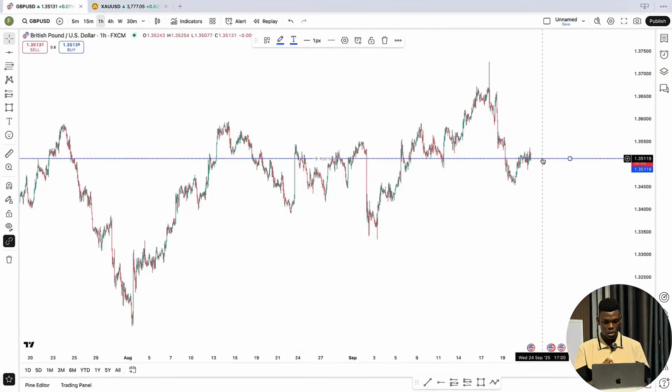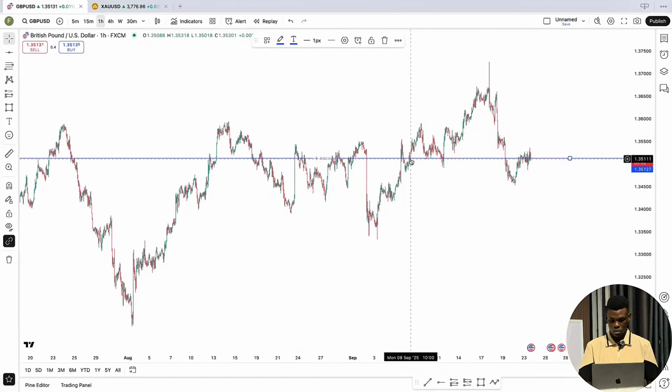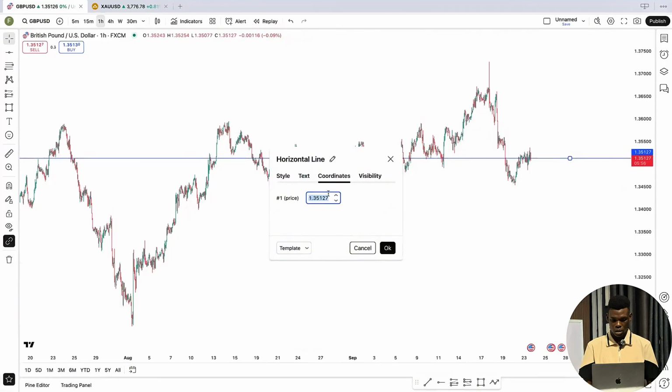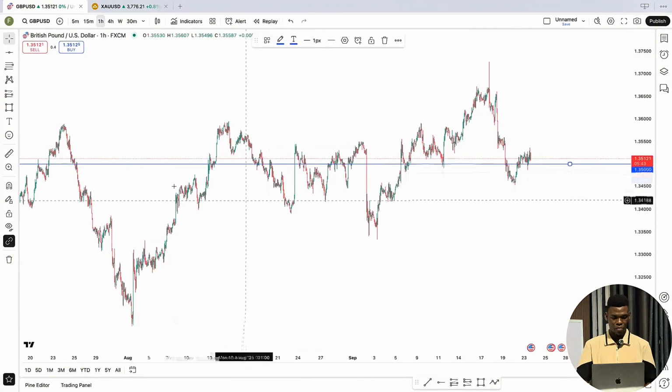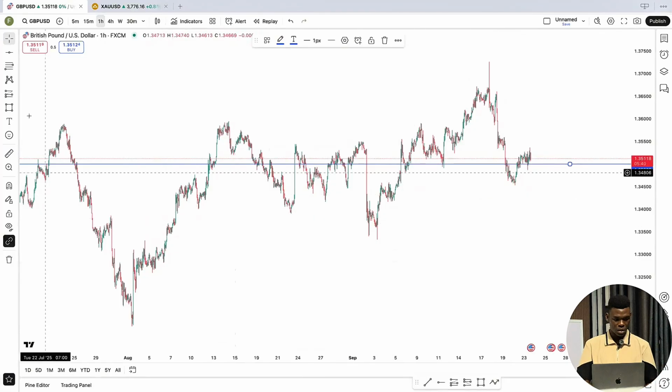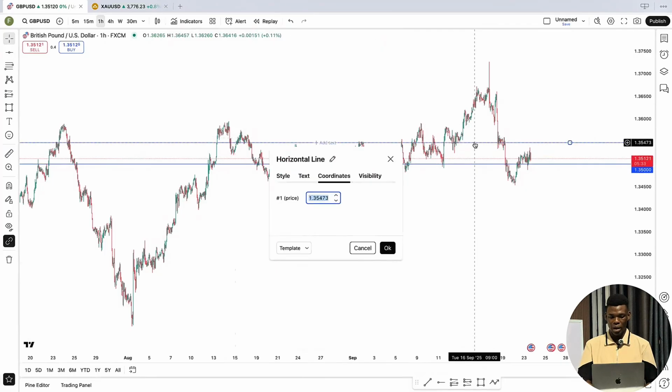I will double click on it, go to coordinates. This is not a psychological number, so I will have to take it to the grand psychological level, which will be 1.3500. That will be my starting one. Then 50 pips above it, that will be 1.3550.